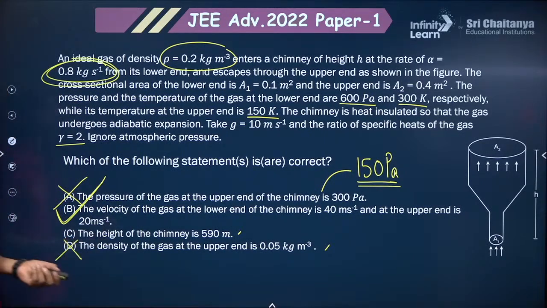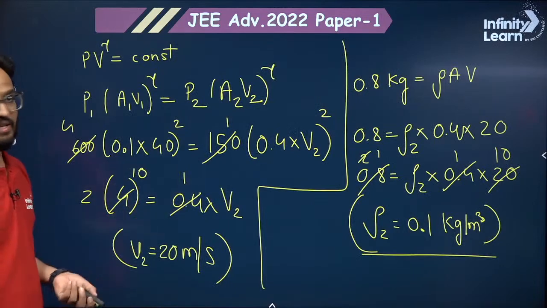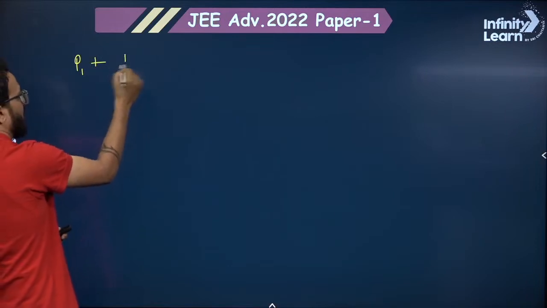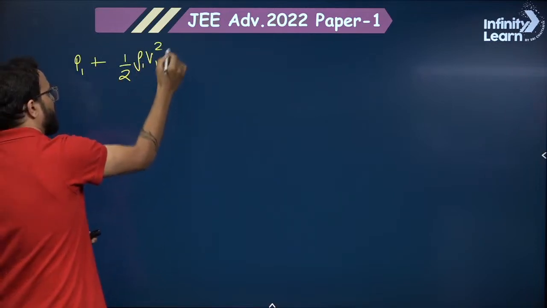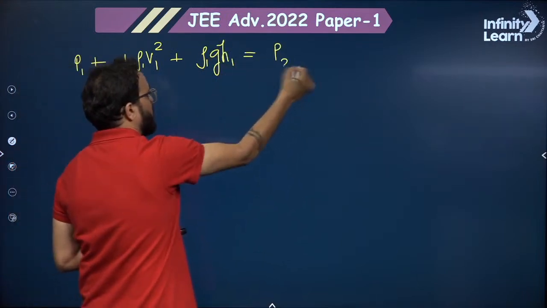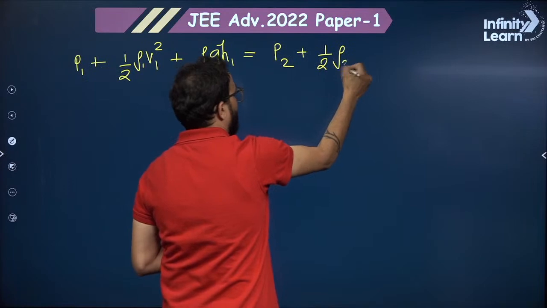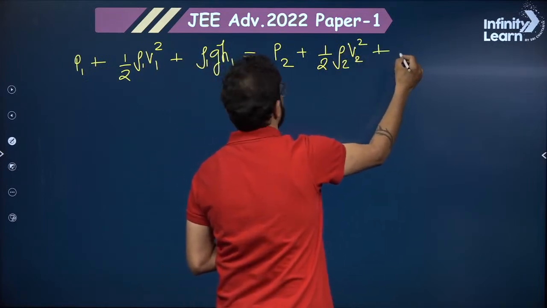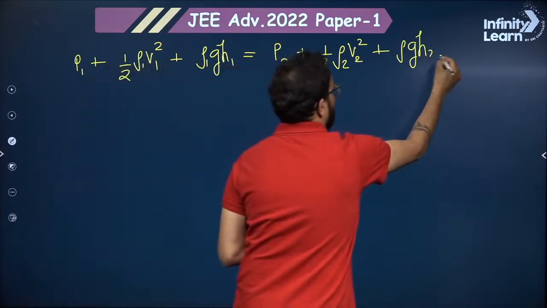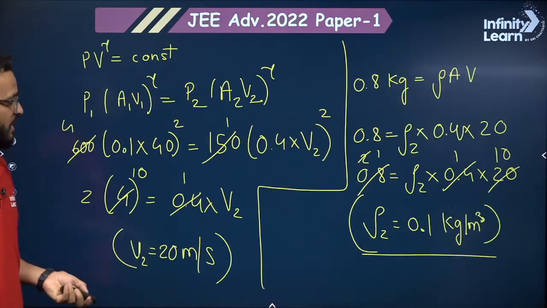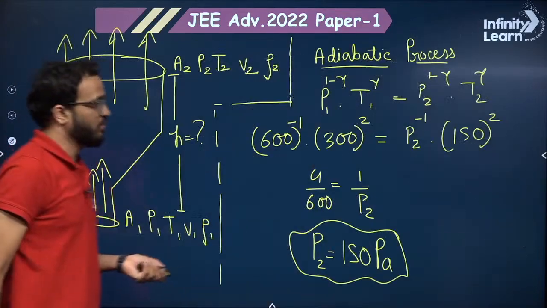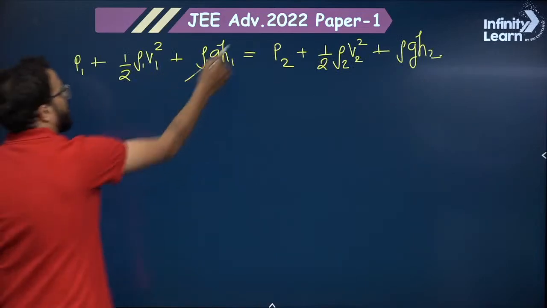Let's check option C about height. Now for height, we have to play a little safely. We will say P1 plus half rho 1 V1 square plus rho 1 g h1 is equal to P2 plus half rho 2 V2 square plus rho 2 g h2. Did you understand? Now, rho g h1, let's take this height as the base at 0 height, right? So h1 will be 0. Cool. So h1 will be 0, this term will be 0.